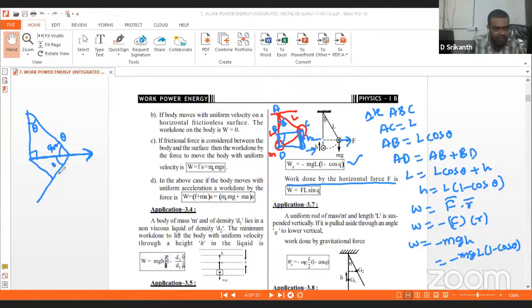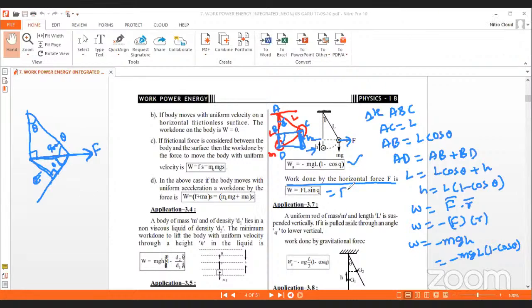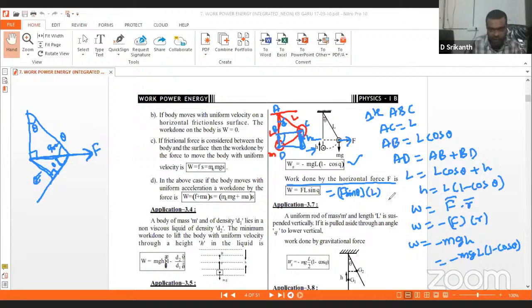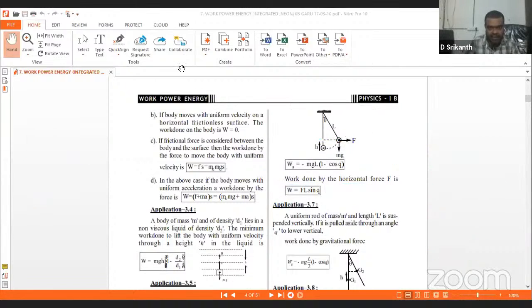That means this is theta. And here it is perpendicular. So the base value is F, the horizontal force. So we can say that this component is F sin theta. So instead of force F, we have F sin theta, and the displacement is length L. Force and displacement are along the same direction, so work done will be F L sin theta. Okay, fine. Next one.